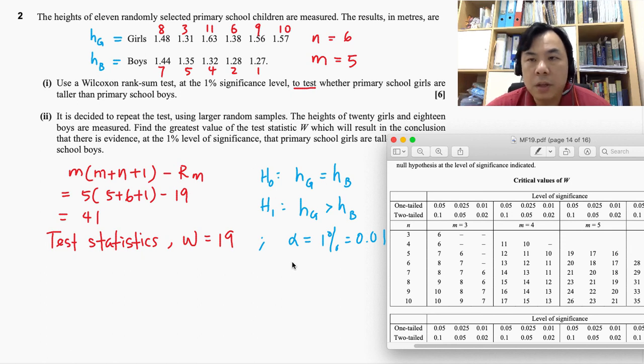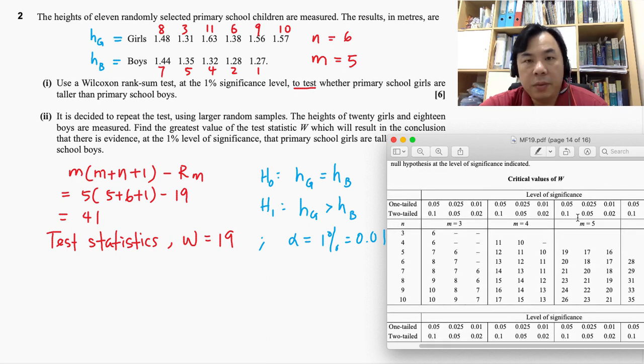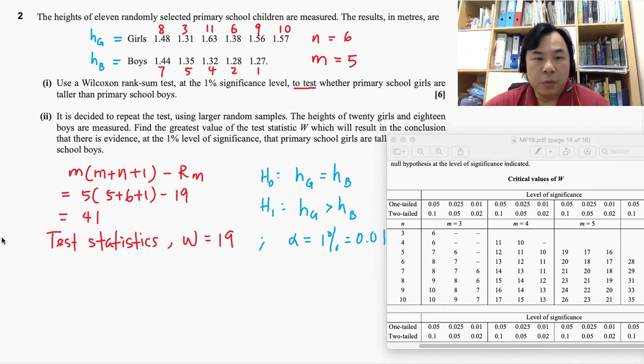All right. So in this case, what we are looking for is a significant level of 1%, which is a single tail test because this is greater than single tail test. The sample size for n is 6, sample size for m is 5. So you look at m is equal to 5, n is equal to 6. So we look under 6, m is equal to 5, and then it's 1% single tail, one tail test. So that actually gives us 17.